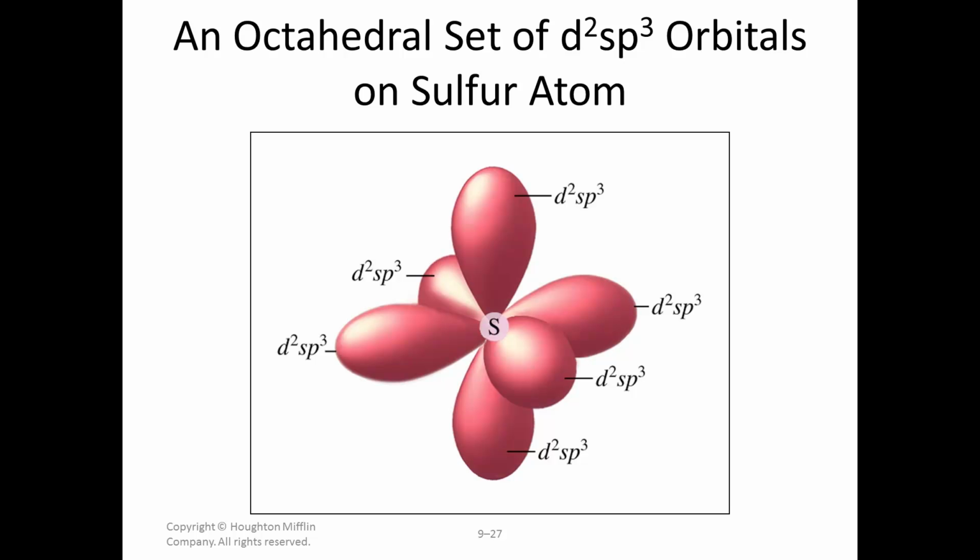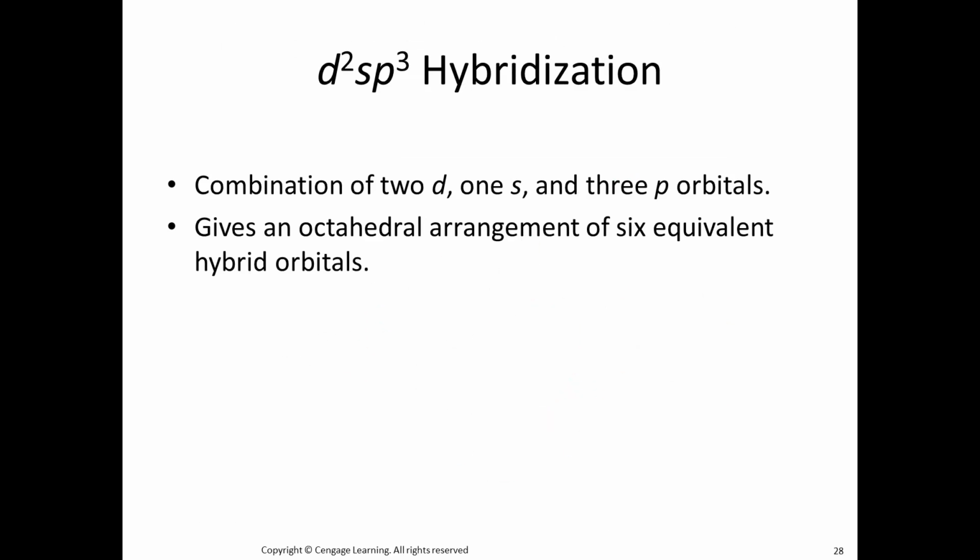We've also seen expanded octets on sulfur. Here we have 6 equivalent d2sp3 orbitals giving an octahedral arrangement of hybridized orbitals around sulfur. In d2sp3 hybridization, we combine 2 d orbitals, 1 s orbital, and 3 p orbitals to get the 6 d2sp3 hybrid orbitals. This gives an octahedral arrangement of hybrid orbitals.